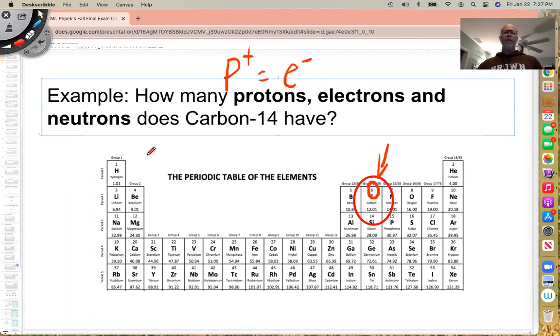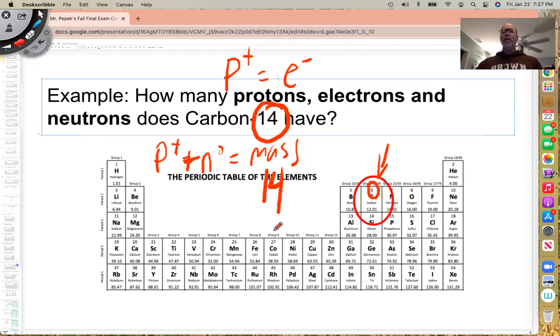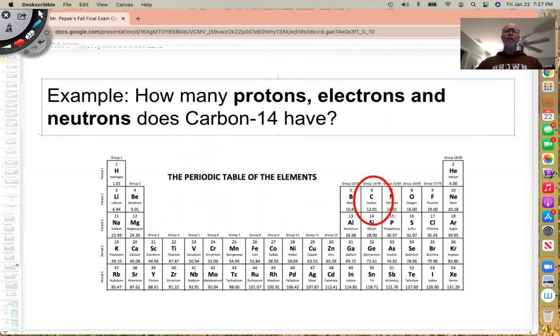And the neutrons plus the protons will equal the mass. So in this example, the mass is 14 because the 14 in carbon-14 means the mass. So the mass is 14. The number of protons is 6. So in this example, the answer would be 8. All right. So we have protons, electrons, and neutrons, and that's what these next questions are going to be all about. So let's take a look.